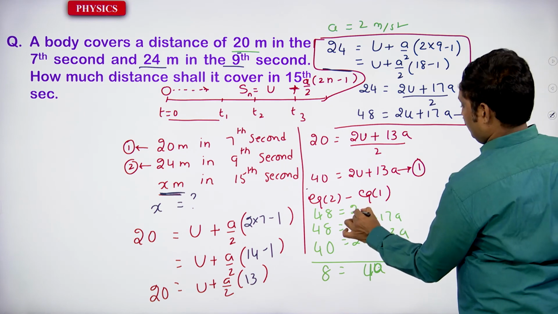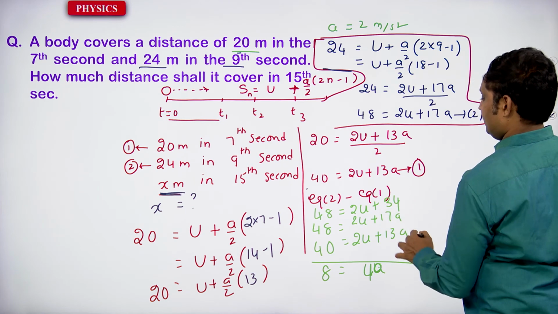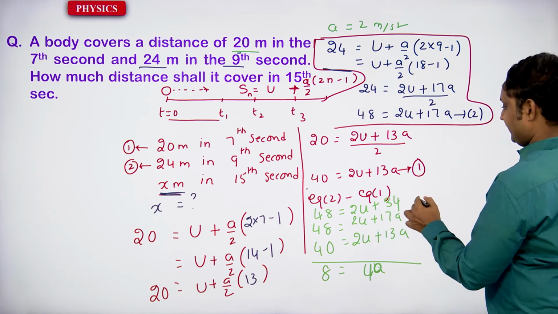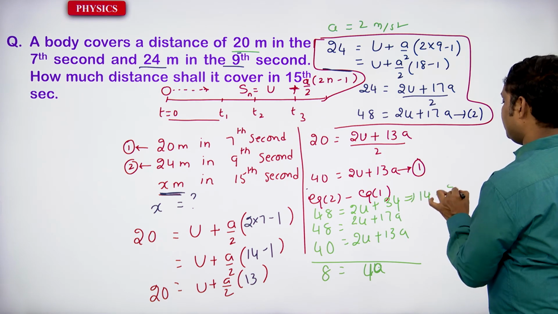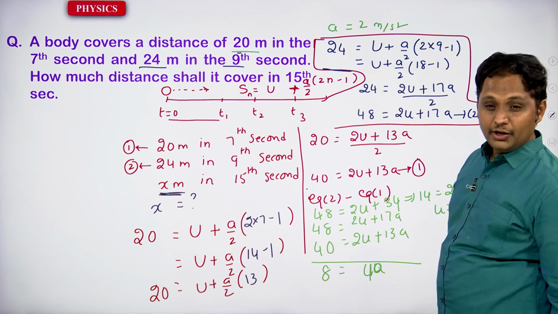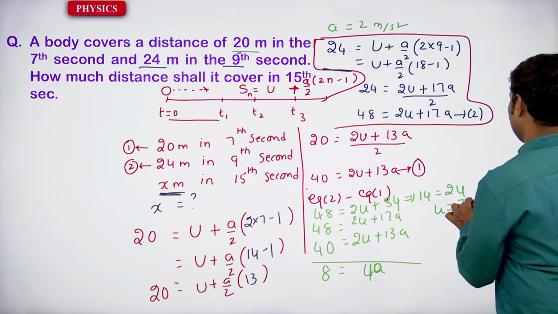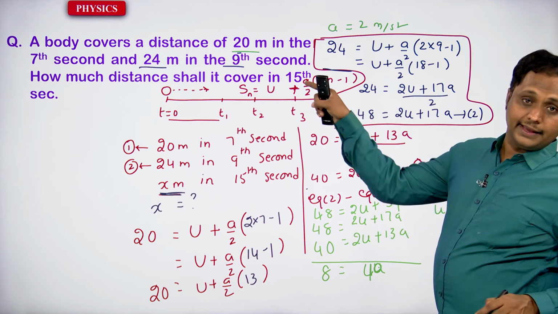Therefore, 2u plus 34. So, you will get that 14 is equal to 2u, u is equal to 7. All right. You have obtained all these things, u is equal to 7 meter per second, it is very clear. You have that value u and a, it is very clear.